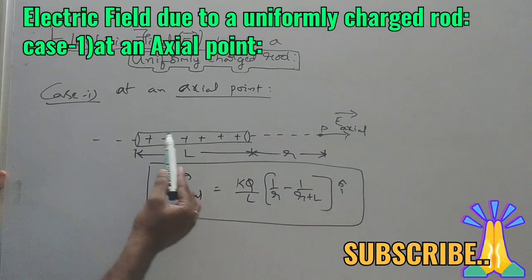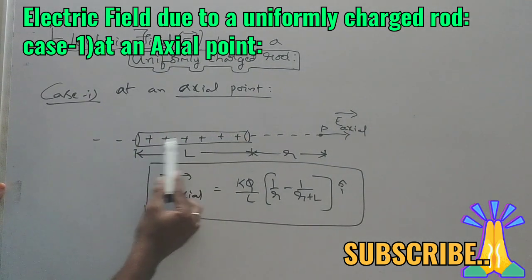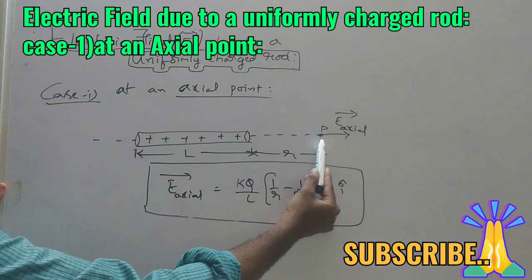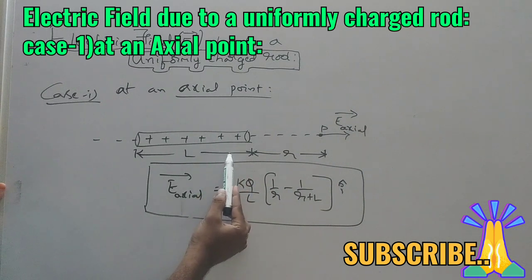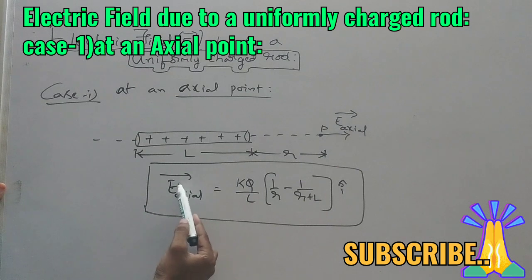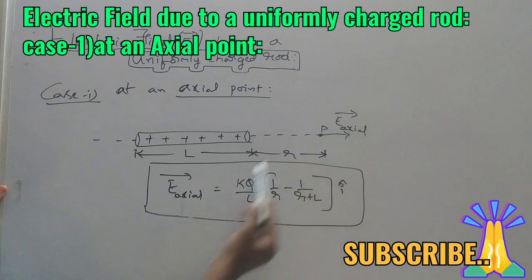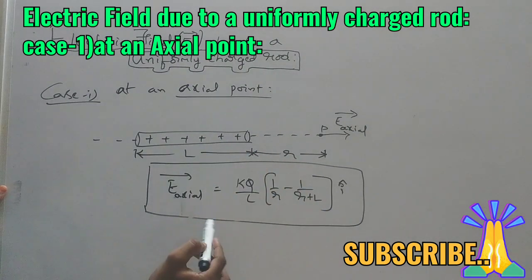So here the conclusion, I am telling, see, for a uniformly charged rod at an axial point, there is a rod of length L, and this is the point at which the total electric field due to this uniformly charged rod has to be determined. So this point is at a distance R, then already we learned the derivation. So electric field on the axial point is given by kq by L into 1 by R minus 1 by R plus L. This is the magnitude, and I cap represents the direction of that total or net electric field due to this uniformly charged rod at that axial point.